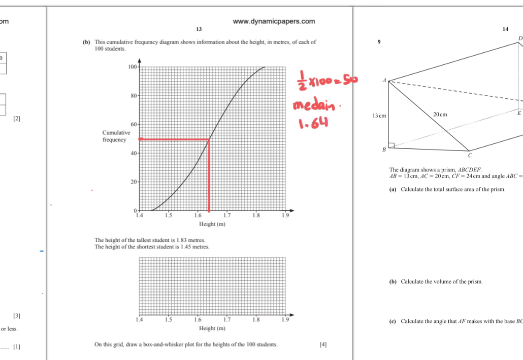Also we need to find the lower quartile and upper quartile. For upper quartile, 3/4 times the number of values, which is 100, so 75. Now from 75, we have between 70 and 80, so 75 is between 70 and 80. Draw a horizontal line till you reach the curve, then go down to find the upper quartile. The upper quartile is 1.71.